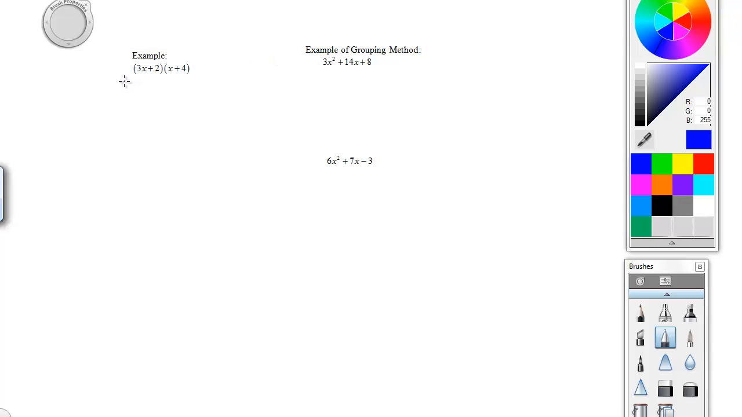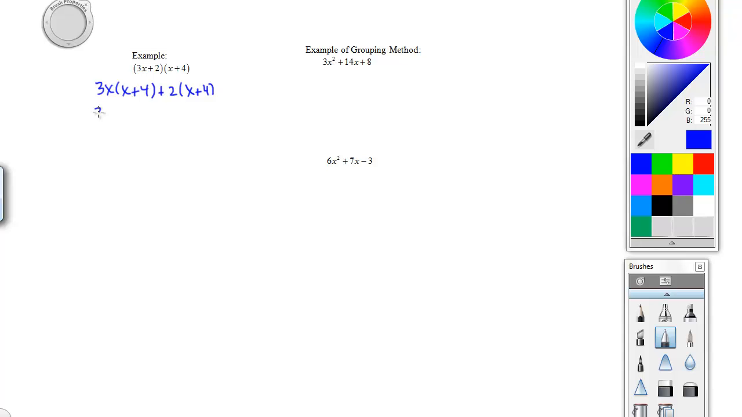So here we're going to start and say that 3x is multiplying x plus 4, and then the 2 is multiplying the x plus 4. So I'm going to take the 3x from the first binomial and multiply it by the x plus 4, and then the positive 2 and multiply that by the x plus 4. So now I've set up two separate distributive properties for this problem: 3x times x plus 4 and 2 times x plus 4.